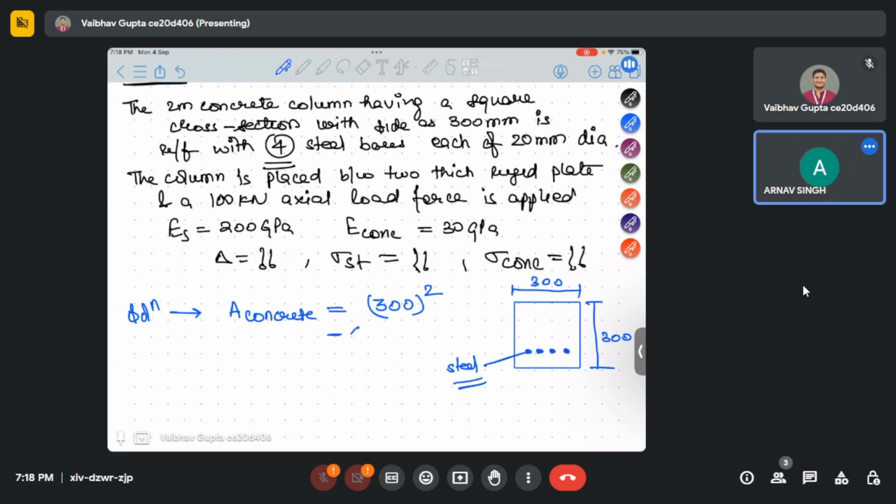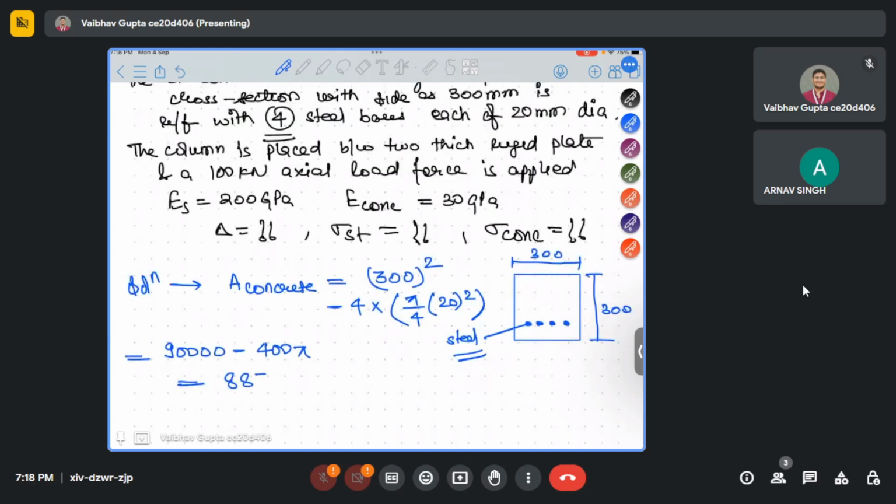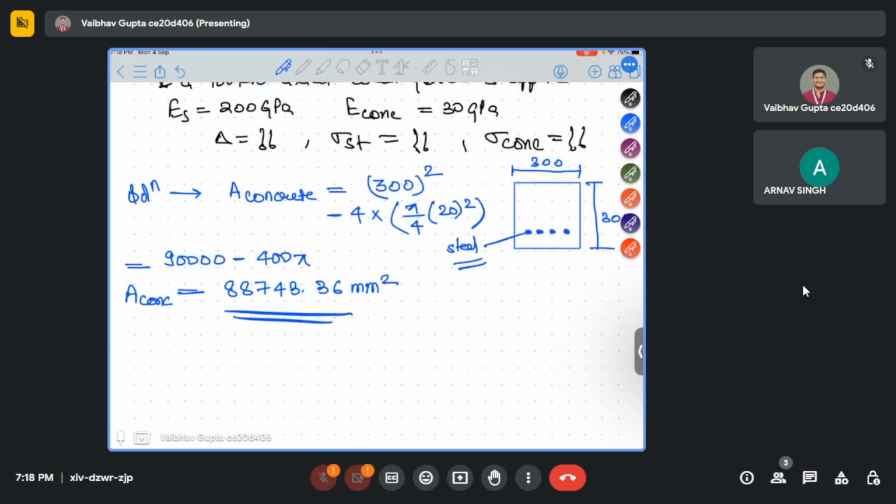Since 4 bars are there, 4 into the area of each bar, pi by 4 into d square, d is 20 square. This is nothing but 90,000 minus 400 pi, which is nothing but 88743.36 mm square. This is the area of concrete. Understood? What is the area of steel?